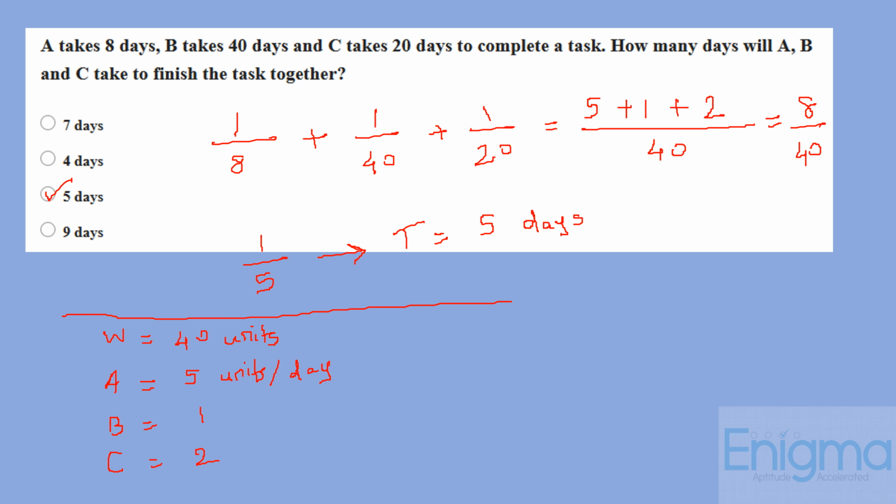If all of them work together, A, B, and C will produce 8 units per day. Now the total work is 40, so the time required will be 40 upon 8, that is, again, obviously the answer remains the same, that is 5 days.